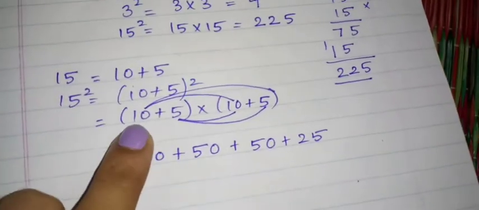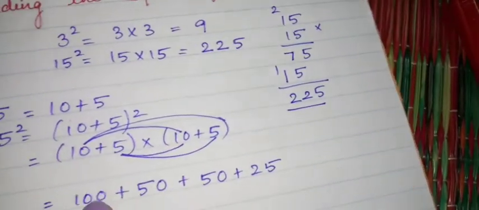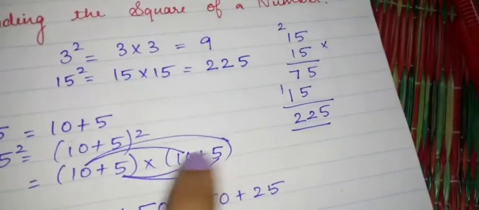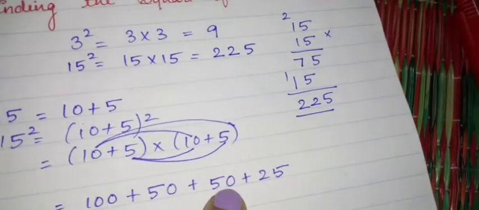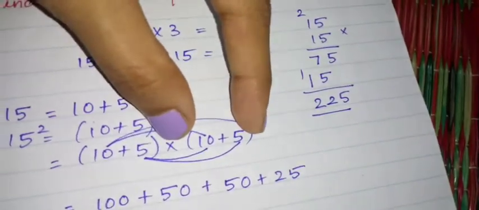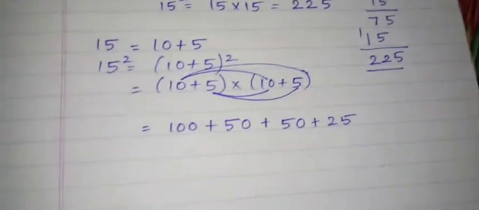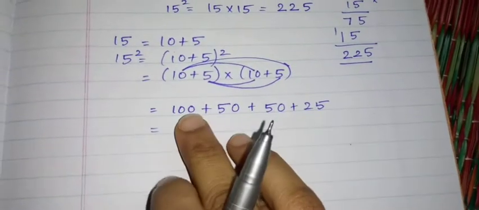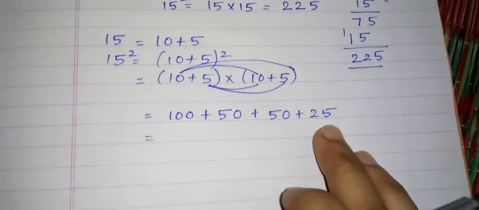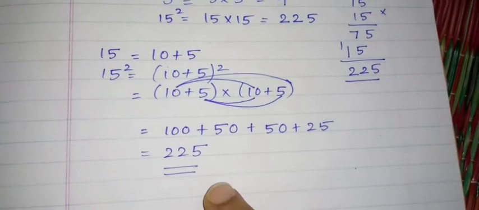Listen, what I am doing is multiplying this 10 with these two numbers: 10 into 10, 100; 10 into 5, 50. Next I am multiplying this 5 with these two numbers: 5 into 10, 50; 5 fives are 25. Did you understand? First you take a number from this and multiply with these two numbers and write it. Next you take the next number, multiply with these numbers and write it. Now what will you do? 100 plus 50, 150. 150 plus 50, 200. 200 plus 25, 225. So this is one of the methods to find the answer.